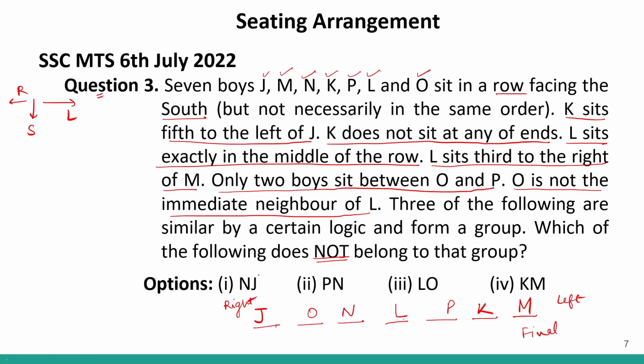Okay. Now let us look at NJ. So N is over here, J is over here. There is one person in between them. Correct? P and N. So P is over here, N is over here. There is one person between them. L and O. So L is over here, O is over here. There is one person between them. And K and M, there is no person between them. We have 0 between them. So this is the only one that does not have the same logic as others. Therefore, option number 4, KM will be the answer. Correct? This will be our answer.